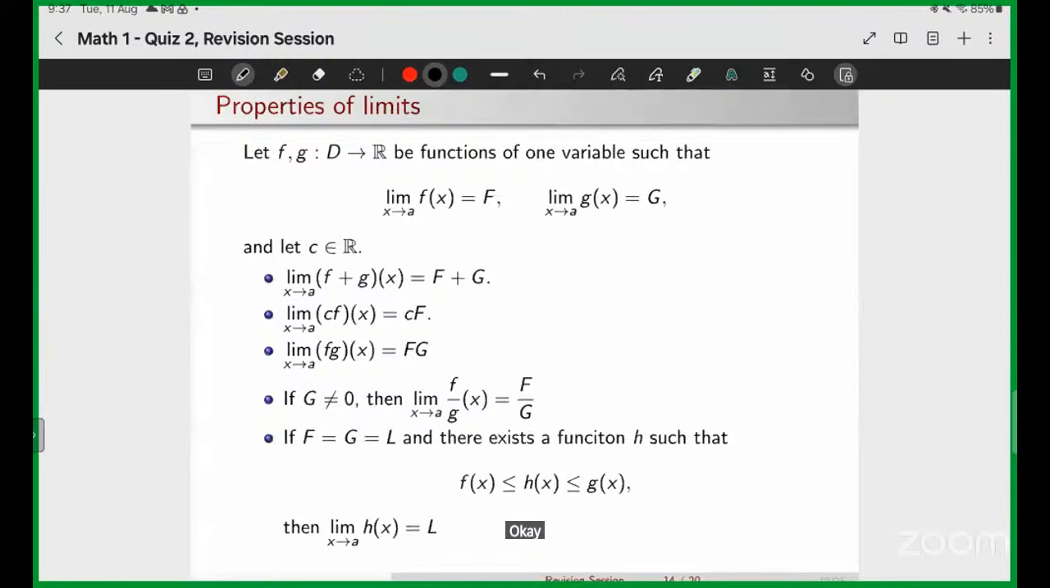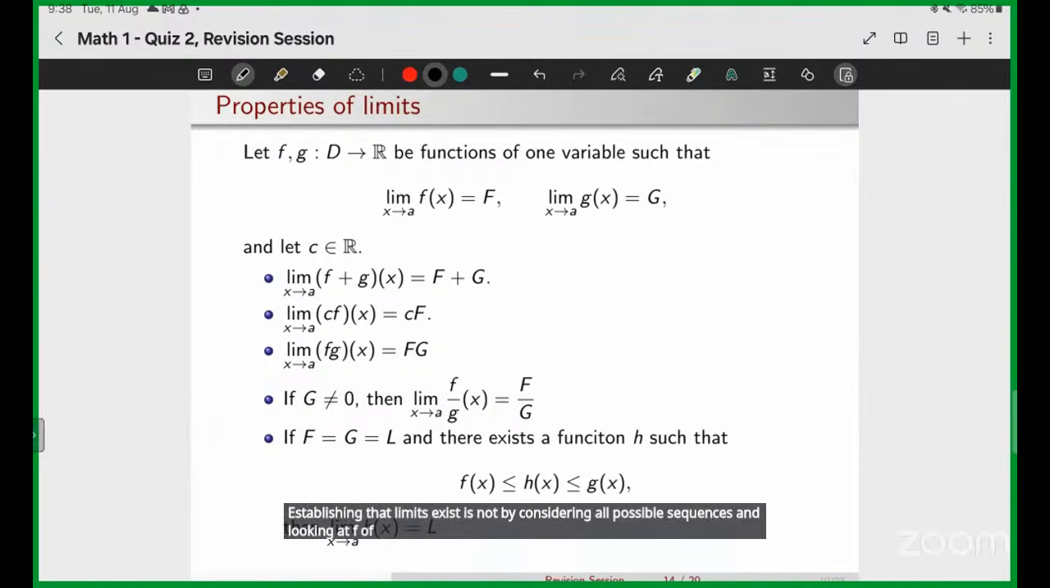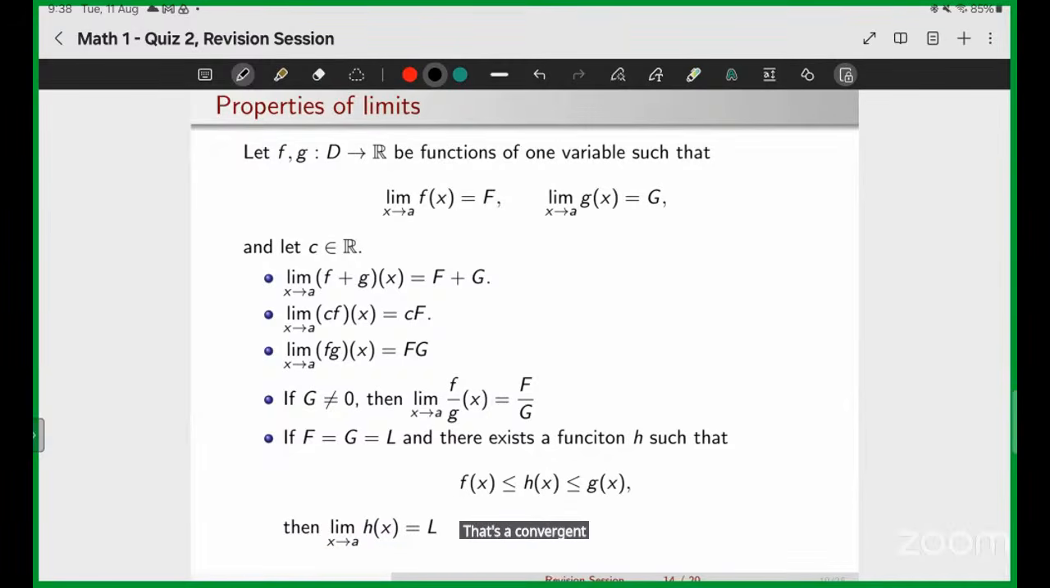Now, okay, properties of limits. We'll quickly get through the next if you haven't. All right. Now, properties of limits is also very similar to the properties of sequences, because limits are defined via sequences. And as I was saying in the summary session earlier, the practical way of establishing that limits exist is not by considering all possible sequences and looking at f of a_n and somehow justifying that that's a convergent sequence which goes to the same limit.